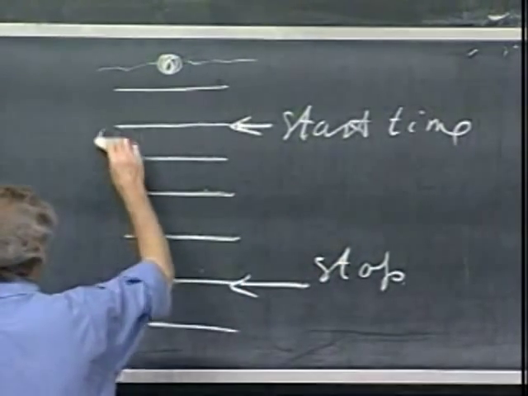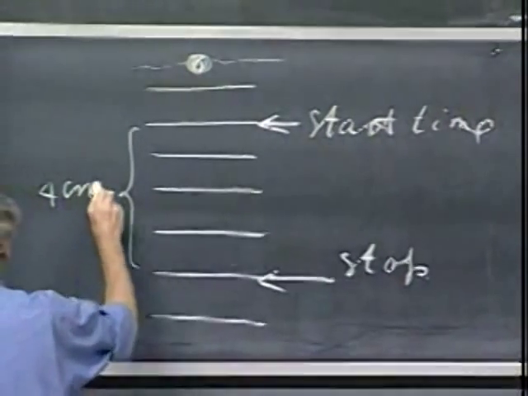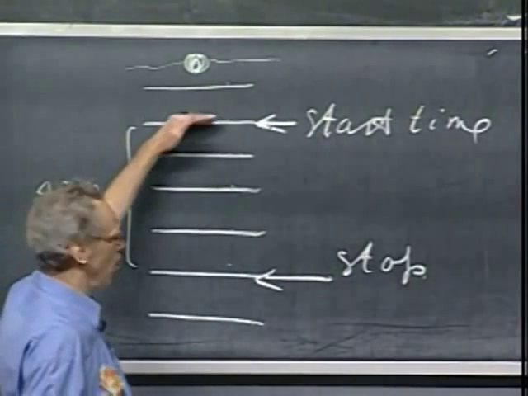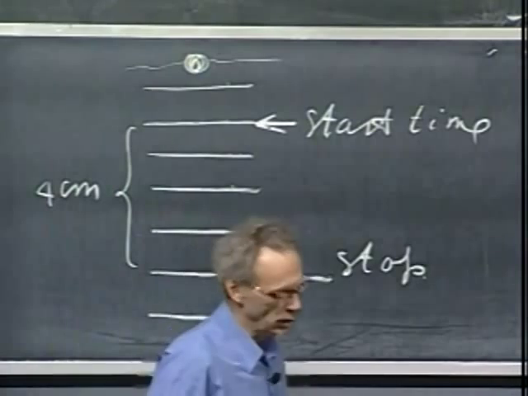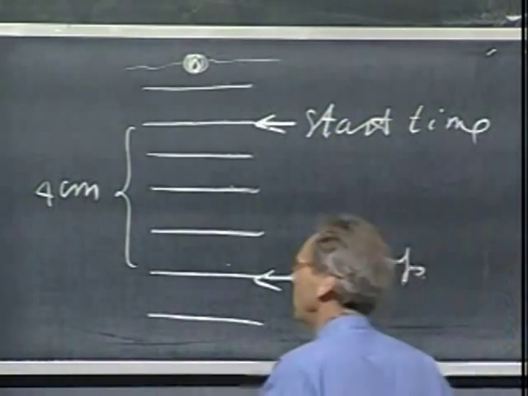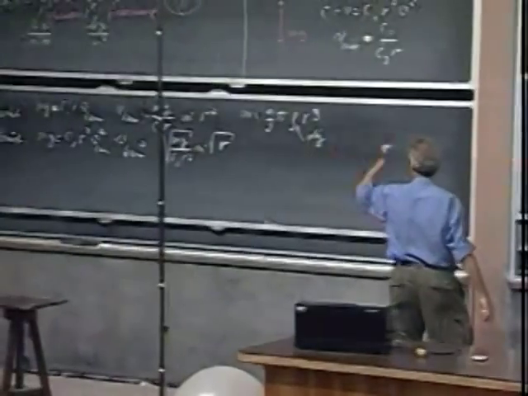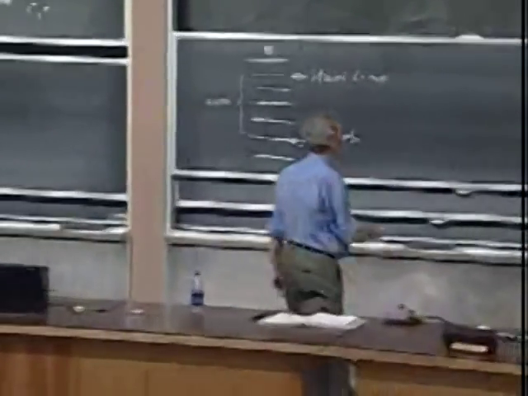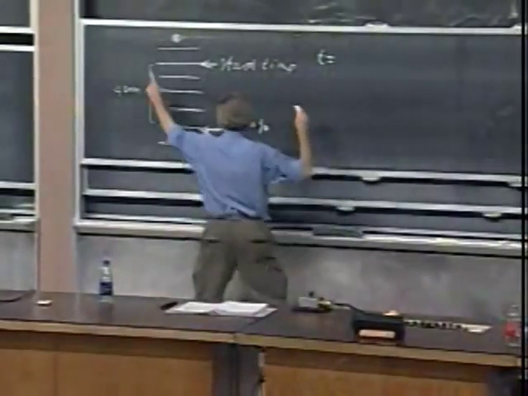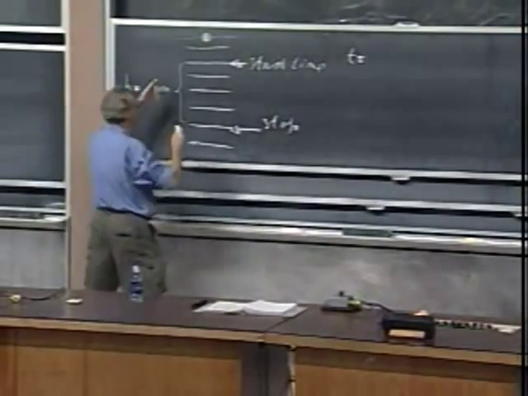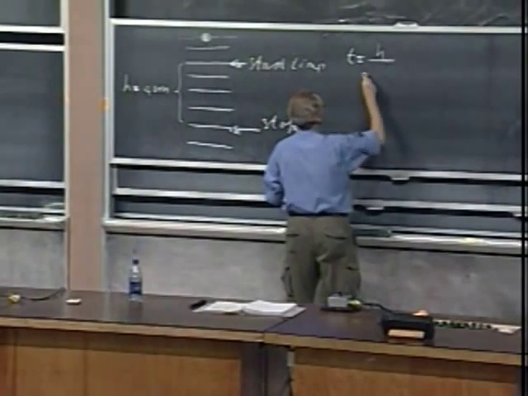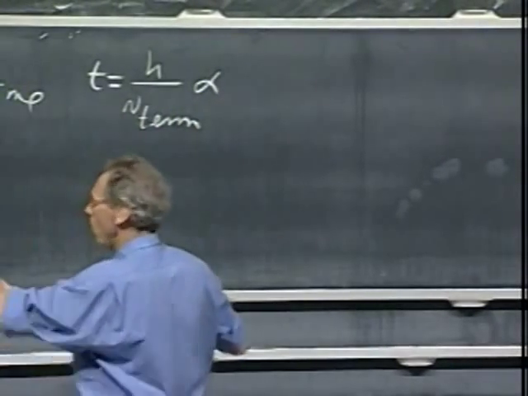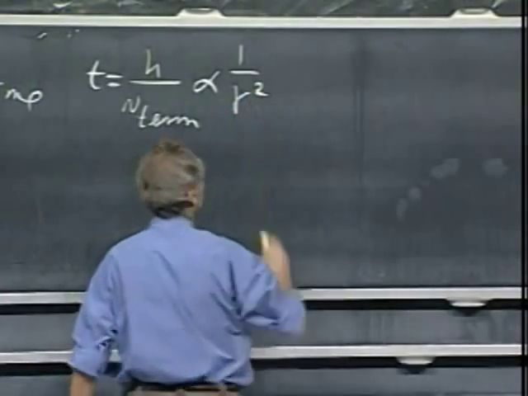And each mark is about 1 centimeter apart, so this is a journey of about 4 centimeters. And we will measure the time that it takes to go from here to here. And the terminal velocity is given. It's clearly regime one, so you see the terminal velocity right there. Now, the time that it will take is, of course, this distance, let me call it h, that the ball bearings travel, divided by the terminal velocity. And that is proportional, since you're in regime one, to 1 over r squared.